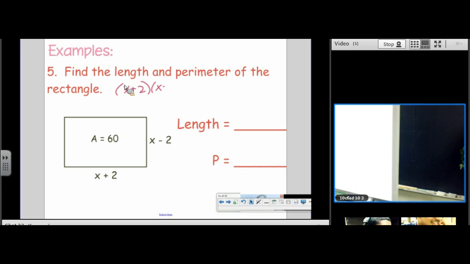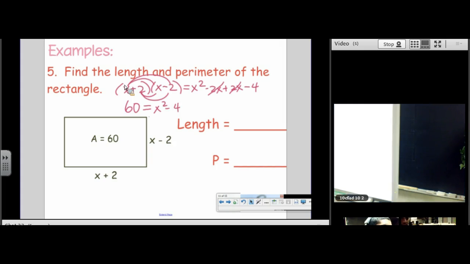Well, you get lucky on this one, don't you? x squared minus 2x plus 2x minus 4. These will cancel, which is kind of nice. And so we know that 60, the area, equals x squared minus 4. So we're going to add 4 to both sides. 64 equals x squared. x is plus or minus 8.